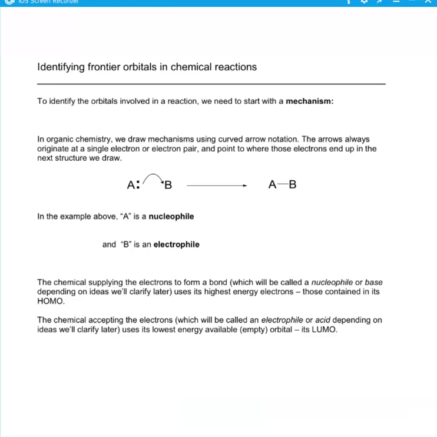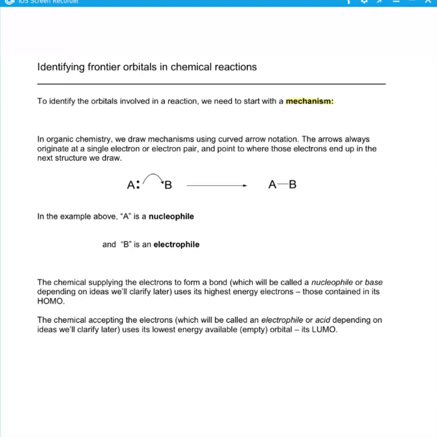Okay, so from time to time, it's going to be useful to us to be able to identify the frontier orbitals that are involved in a particular chemical reaction. And we'll get into the reasons of why that might be useful in a couple of minutes. So our starting point for that would be what's called a chemical mechanism.